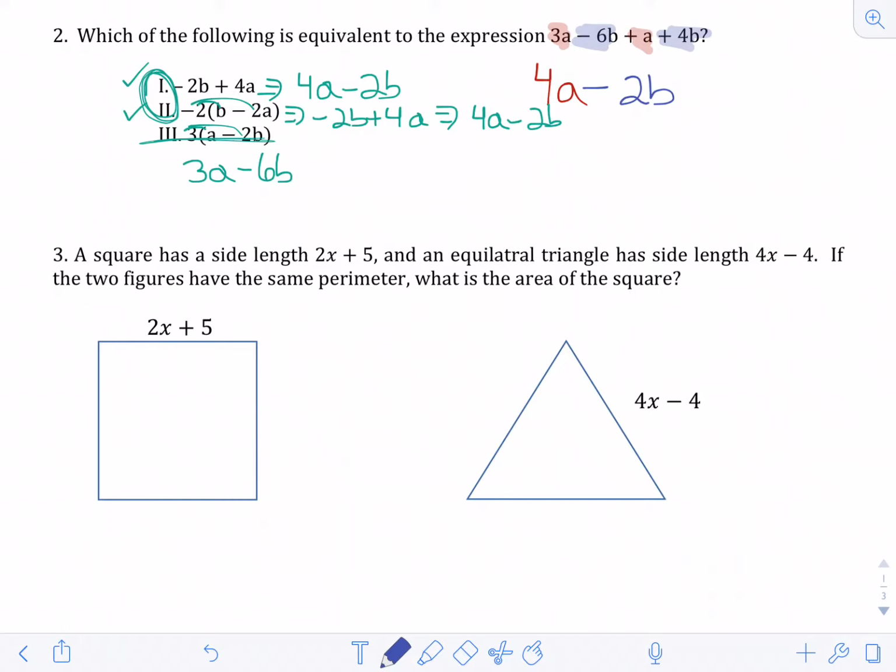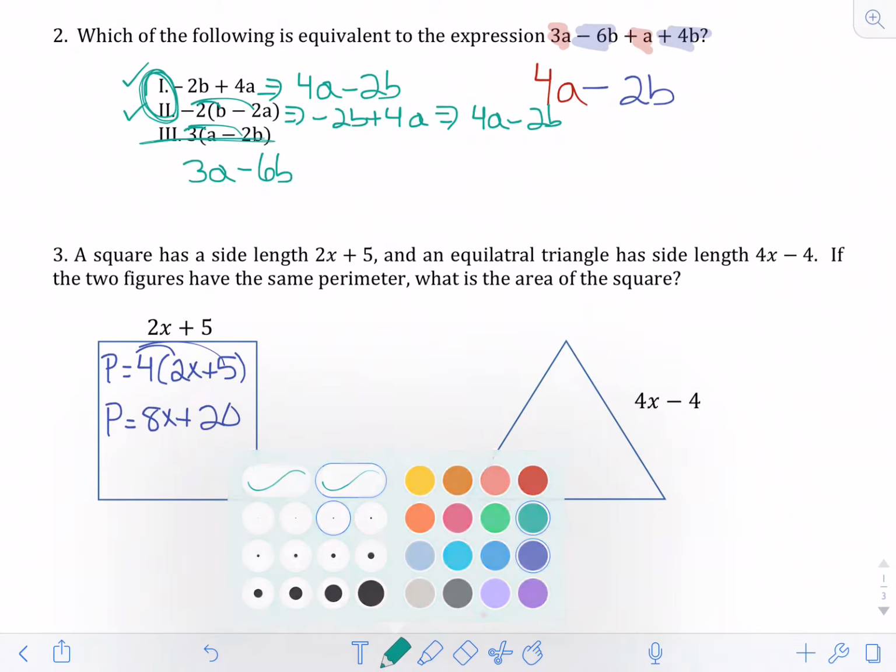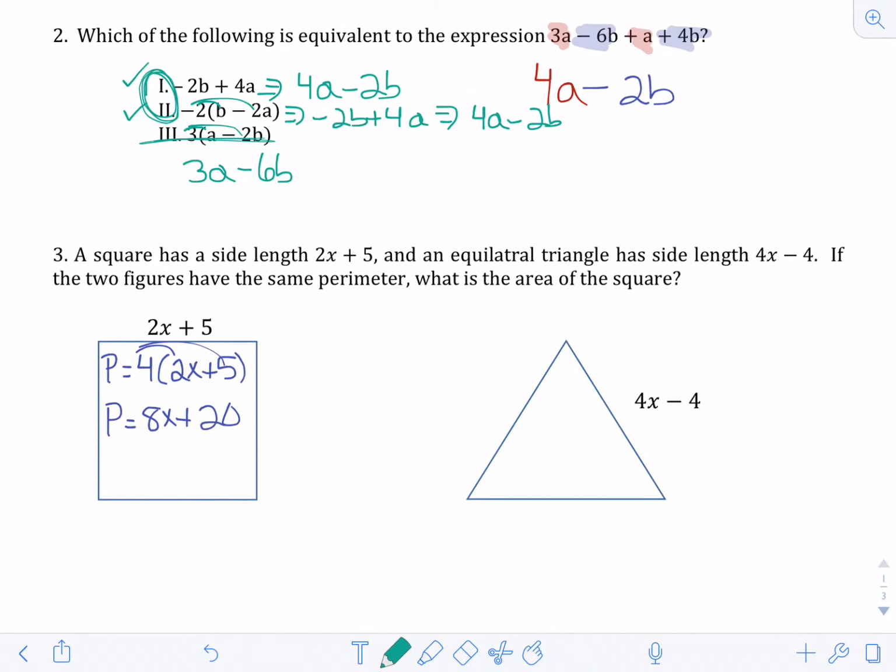triangle. You can find the perimeter of the square either by adding up all the sides, or shortcut, there are 4 sides on a square. So I'm going to just do 4 times 2x plus 5. Distribute my 4, my perimeter is going to be 8x plus 20. Triangle. There are 3 sides in a triangle, so either you can add up 4x minus 4 three times, or, shortcut, you can do 3 times 4x minus 4. When I distribute the 3, my perimeter is going to be 12x minus 12.